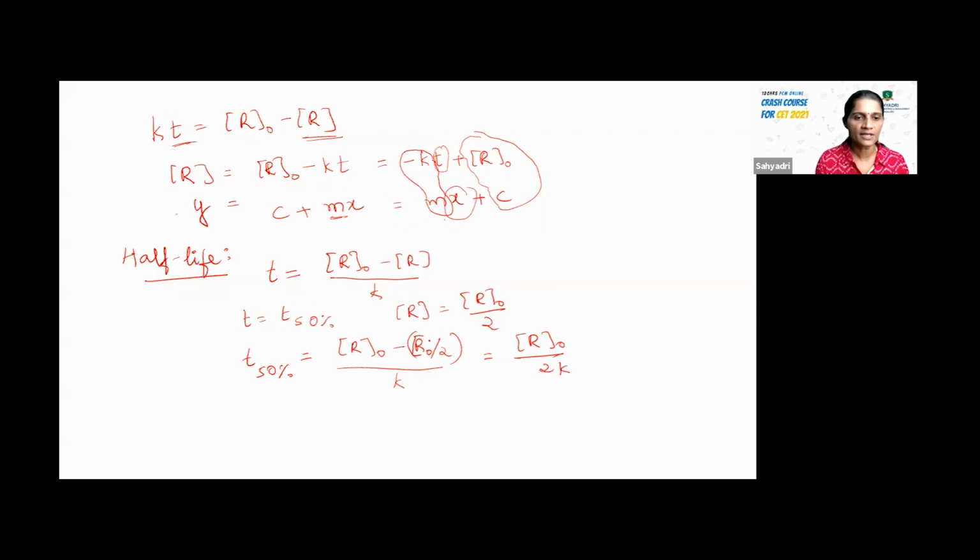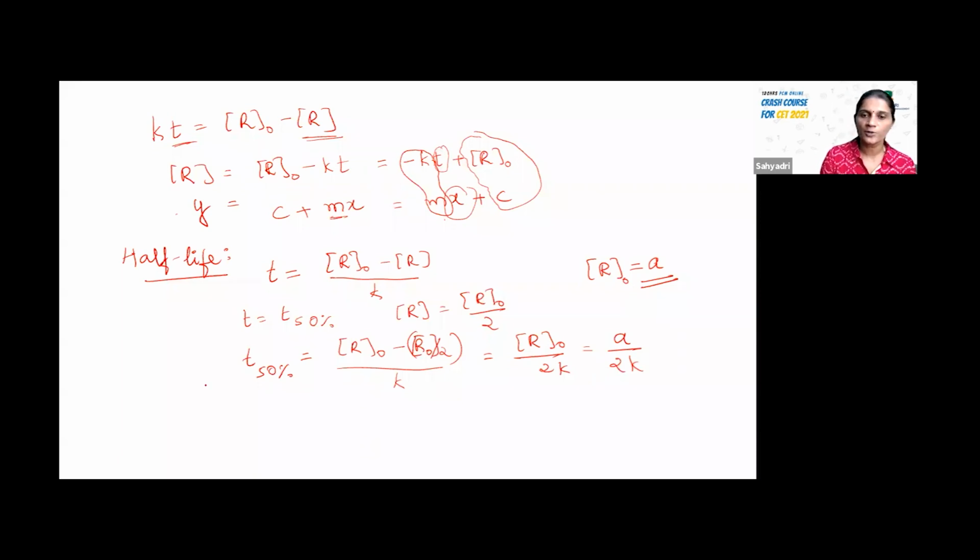Sometimes R naught is represented as A, so it is A by 2K, because in old textbooks A is taken as the initial concentration. What is R naught? R naught is equal to A. Or if the initial concentration of the reactant is taken as X, then it is X by 2K. Is that clear?